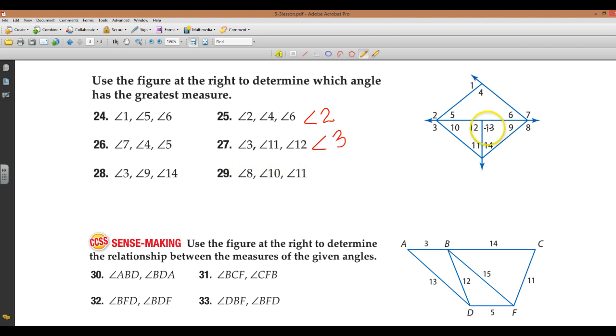29, 8, 10, and 11. So 8 is here, 10 is here, 11 is there. So we're looking at this entire triangle now. 8 is our exterior angle, 10 is a remote interior angle, and 11 plus 14 is a remote interior angle. So 8 obviously is going to be our largest angle.